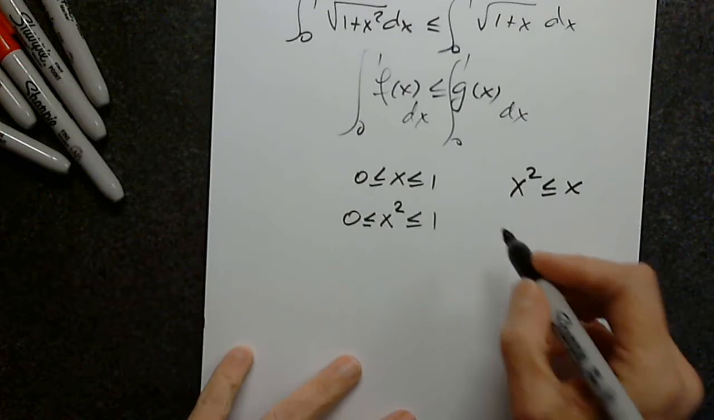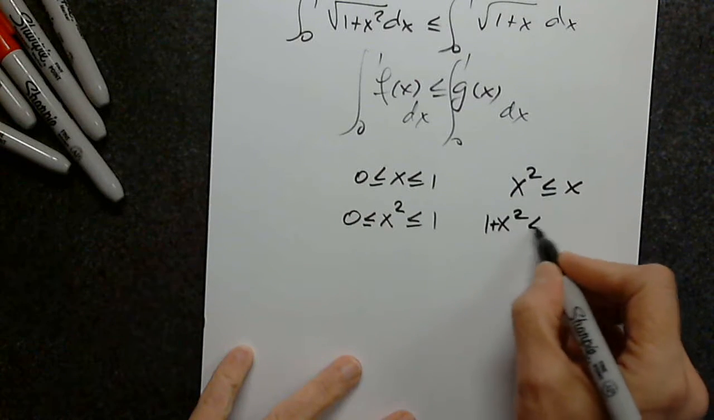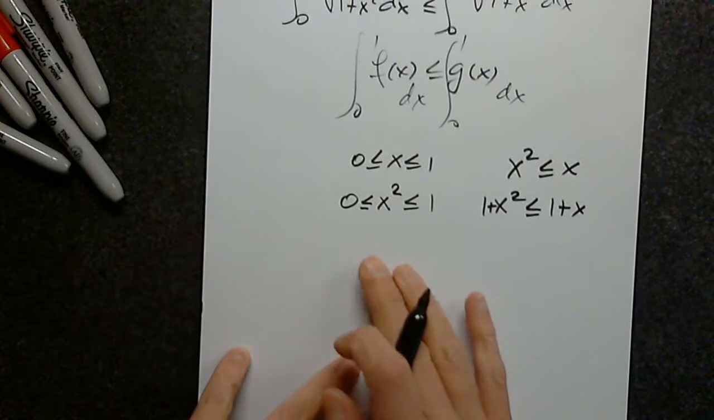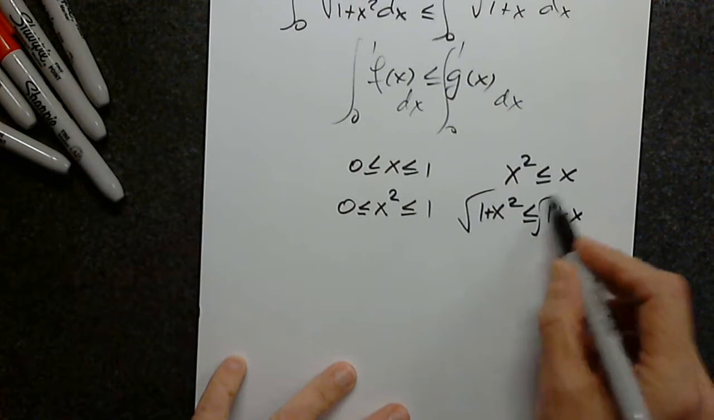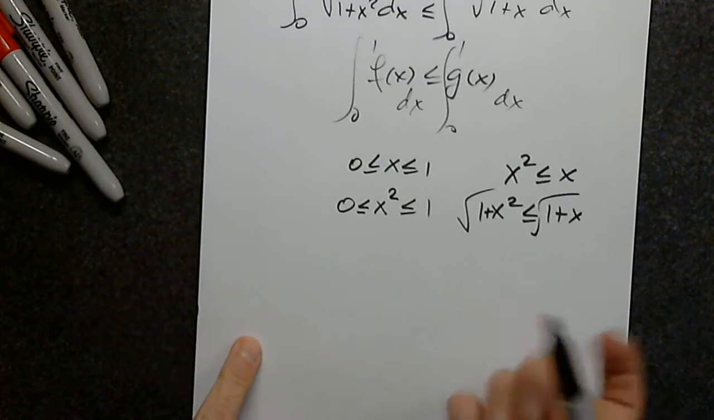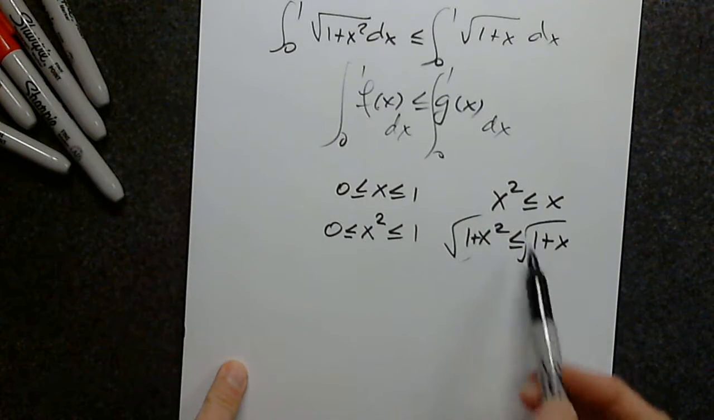Adding 1 to both sides is not going to make any difference. They are both positive because x is between 0 and 1. So then I can take the square root from both sides. This is not a legitimate operation unless I'm sure that the left-hand side and the right-hand side are positive. I cannot take the square root from both sides of an inequality unless I'm certain that both sides are positive, and they are. So then I'm done. This is my f, this is my g.